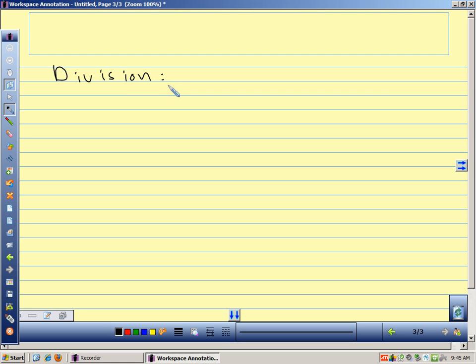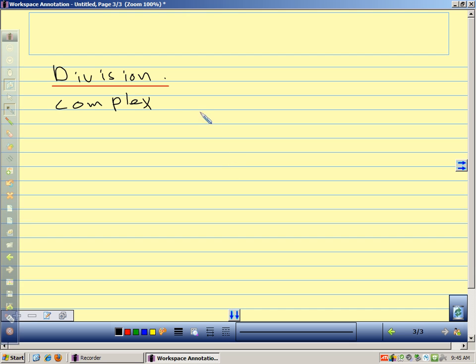Next, we're going to talk about division. And to divide complex numbers, we need the idea of a complex conjugate. To do division, we need a complex conjugate. So a complex conjugate is we change the sign of the imaginary part only.